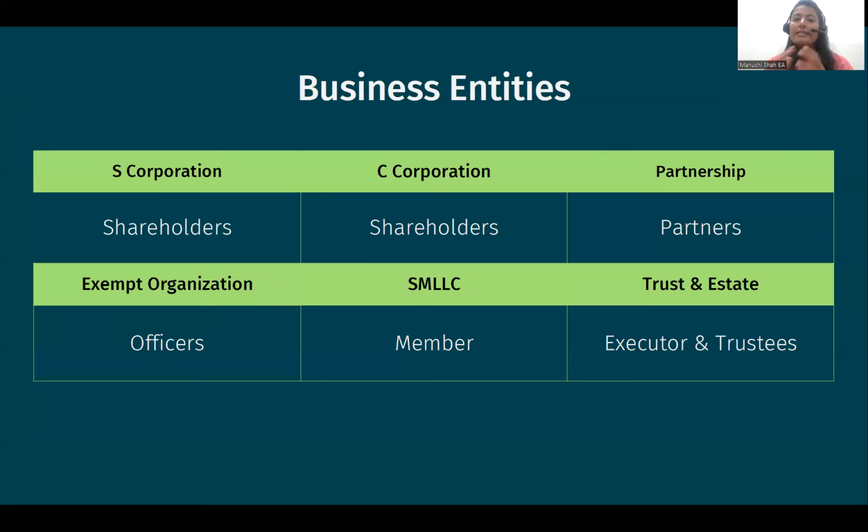S corporations and C corporations are run by the shareholders, right? Partnership firms are run by the partners. Exempt organizations are run by the officers. Single member LLC, the name itself suggests, right? It is run by a single member, that is, a single person. Trust and estate are run by the trustee as well as the executor. So these are the different types of business entities, which are other than individual taxpayers.